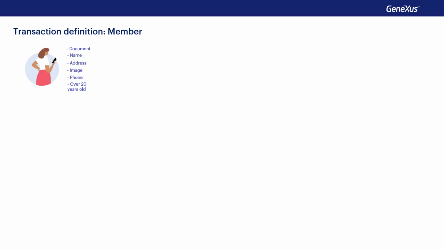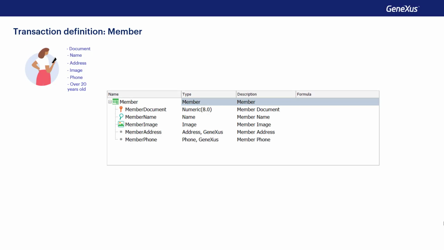Let's move on to member. For this, we define the member transaction with the following attributes. Member document, which corresponds to the ID card, and therefore is not auto-numbered, so we define it as an 8-digit numeric value. Member name, of name type. Member image, of image type. Member address, based on the address semantic domain, and member phone, of phone type.